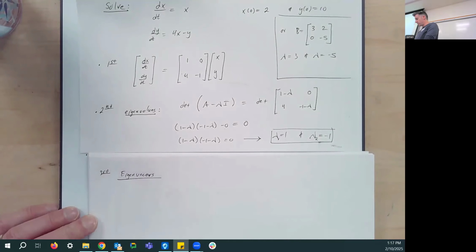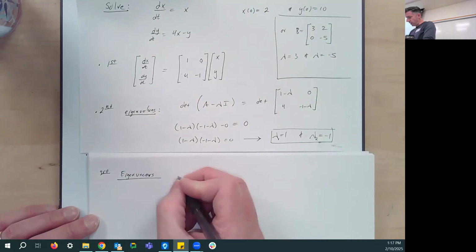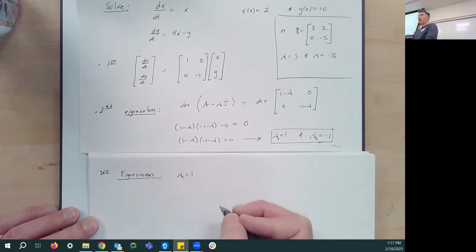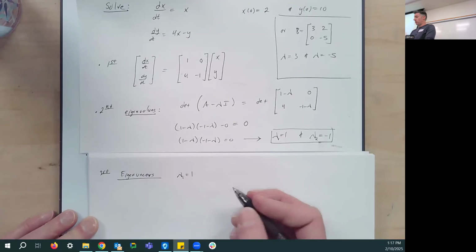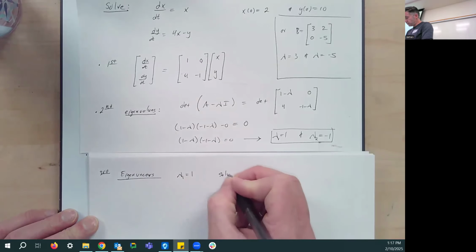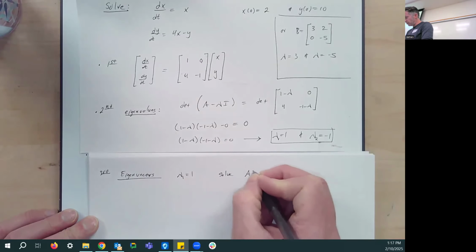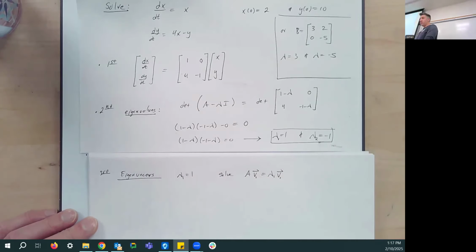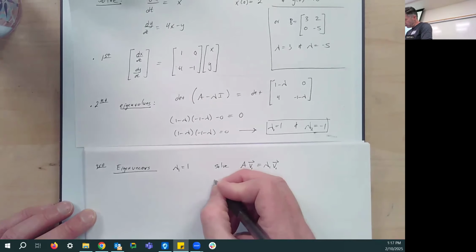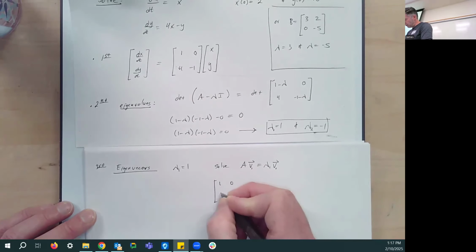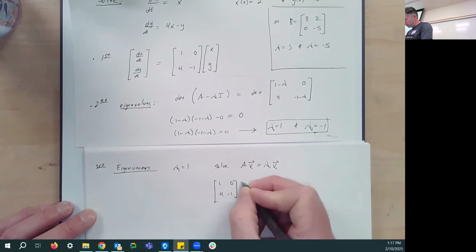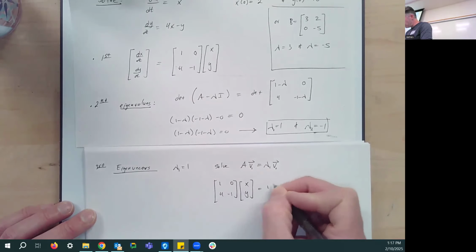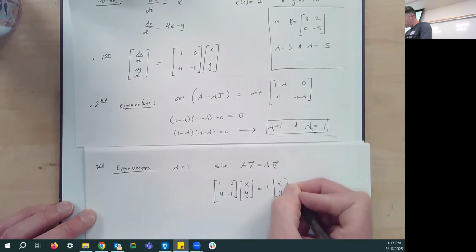So the eigenvectors. For lambda 1 equal to 1, I think we should do it by solving A times the eigenvector equal to lambda 1 times the eigenvector. Let's call it V1. Meaning we're trying to solve [1, 0; 4, -1] times the eigenvector that we're looking for equal to 1 times the eigenvector that we're looking for.